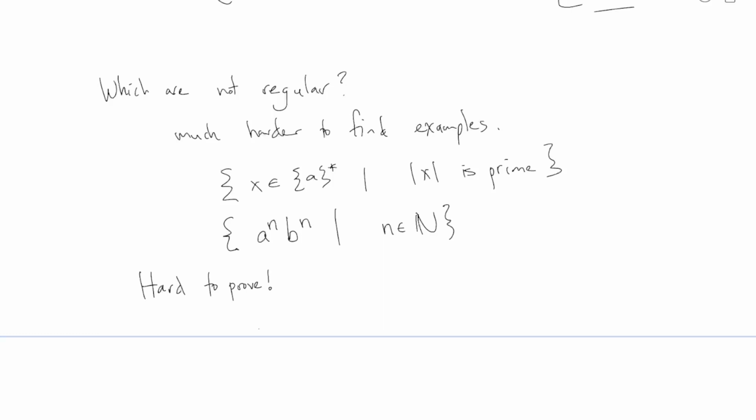The first one is a little weird, and I don't really want to get into it. Prime numbers are too weird for me. In general, I'm not a number theorist kind of guy. All right, those are hard to prove, I'll just say. We'll come back to it.